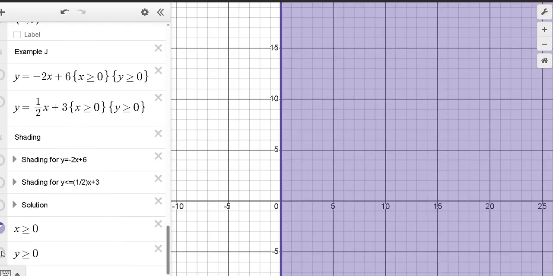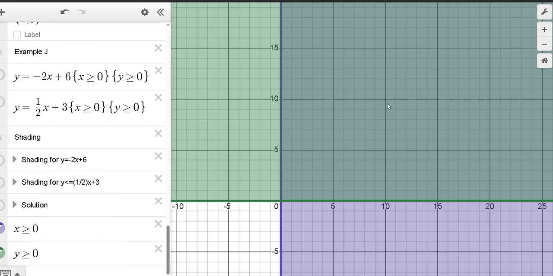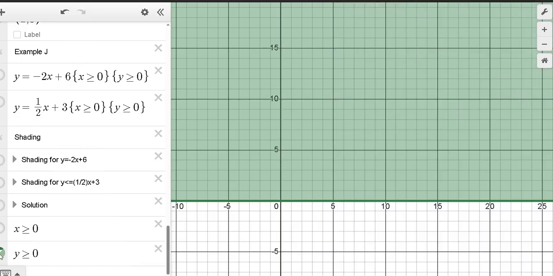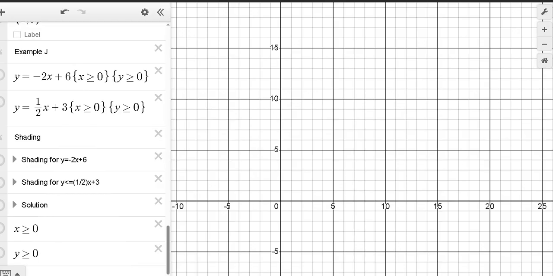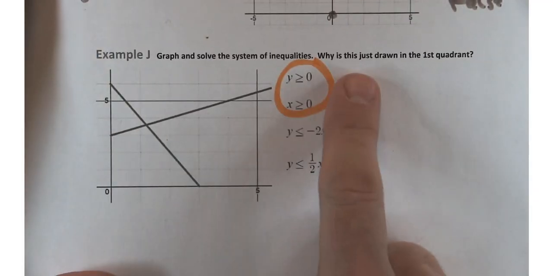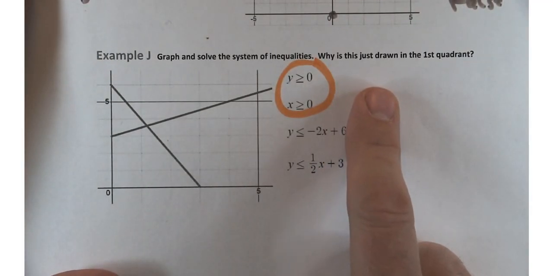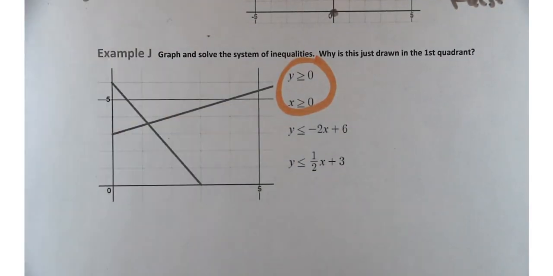First quadrant, yeah. And if you think about it, everything in the first quadrant is going to have positive coordinates. Positive value for x, positive value for y. So in answer to the question that's on our handout, why is this graph just drawn in the first quadrant? Because wherever these things overlap is going to be in the first quadrant. It has to be. A lot of times these are called the natural constraints.